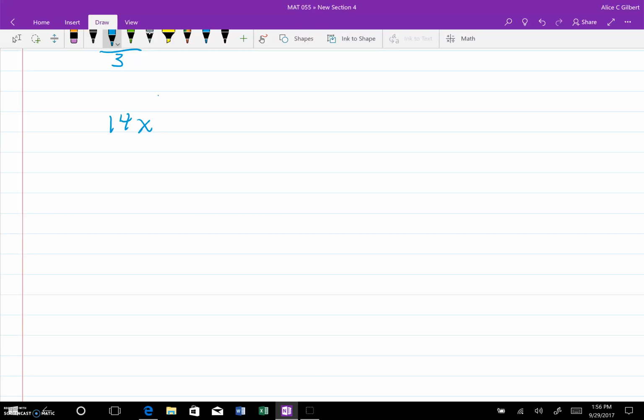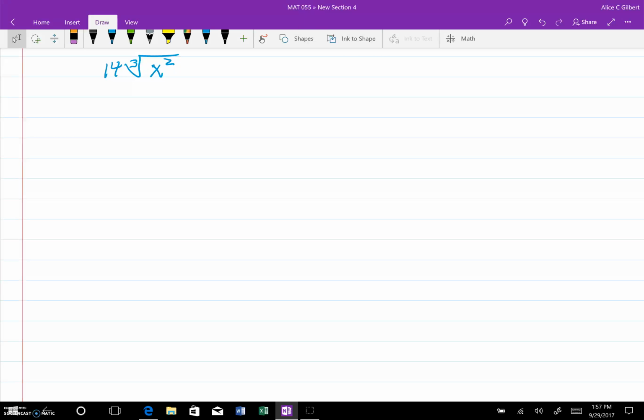Okay? So when we are writing these things, we want to be real careful also about exactly what is and what is not our base. In this case, just the x. The base is what the exponent is immediately next to. So in this case, it's just the x. And so the x is the only thing that gets to be written in radical form. So this would be 14 times the cubed root of x squared if we were writing it from exponent form to radical form.